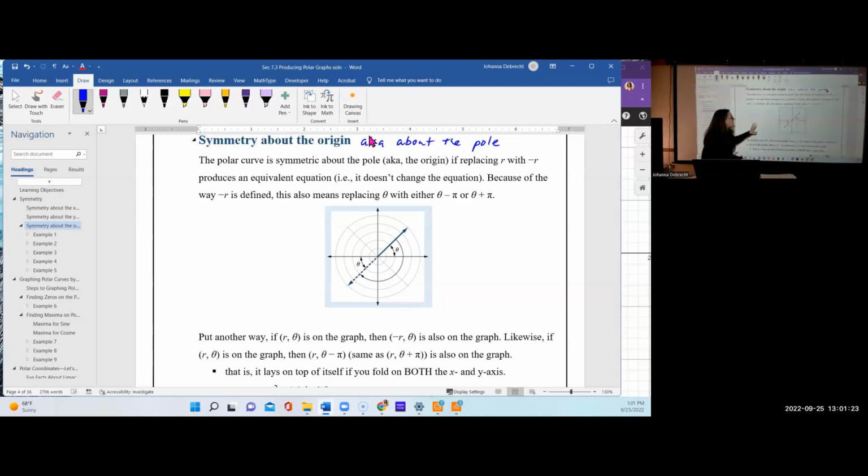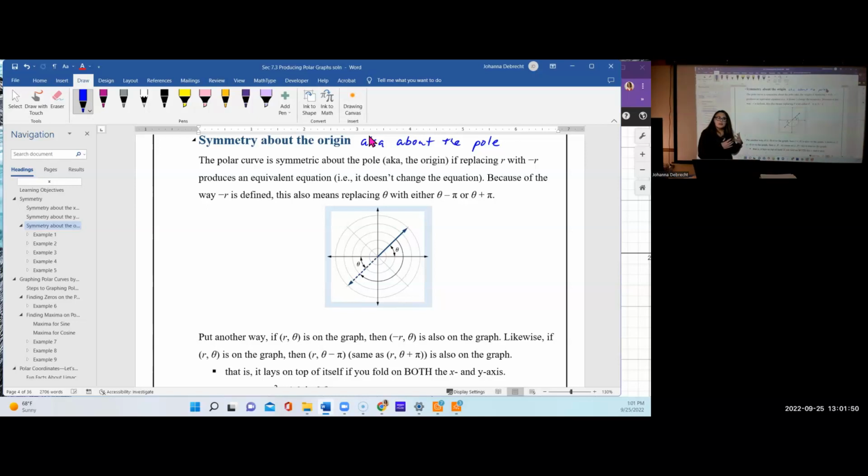So this one is a little bit more difficult, because the typical way of talking about it is to replace r with negative r, and that doesn't change the equation. That would happen whenever you have something like r squared. If you replace r with negative r, when you square it, you're still going to get the same thing. So that would definitely have this symmetry about the pole.